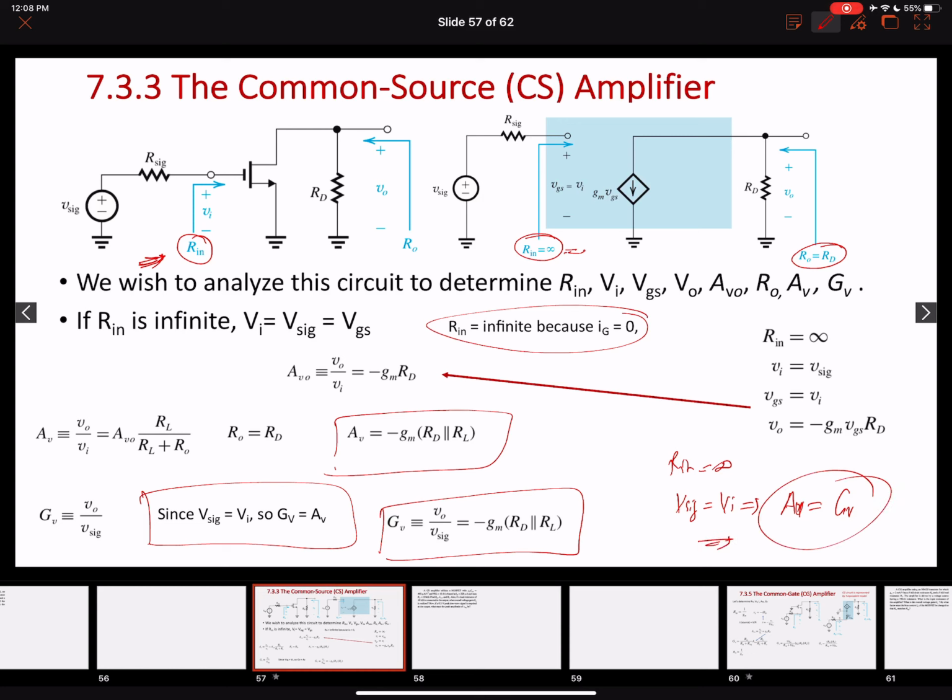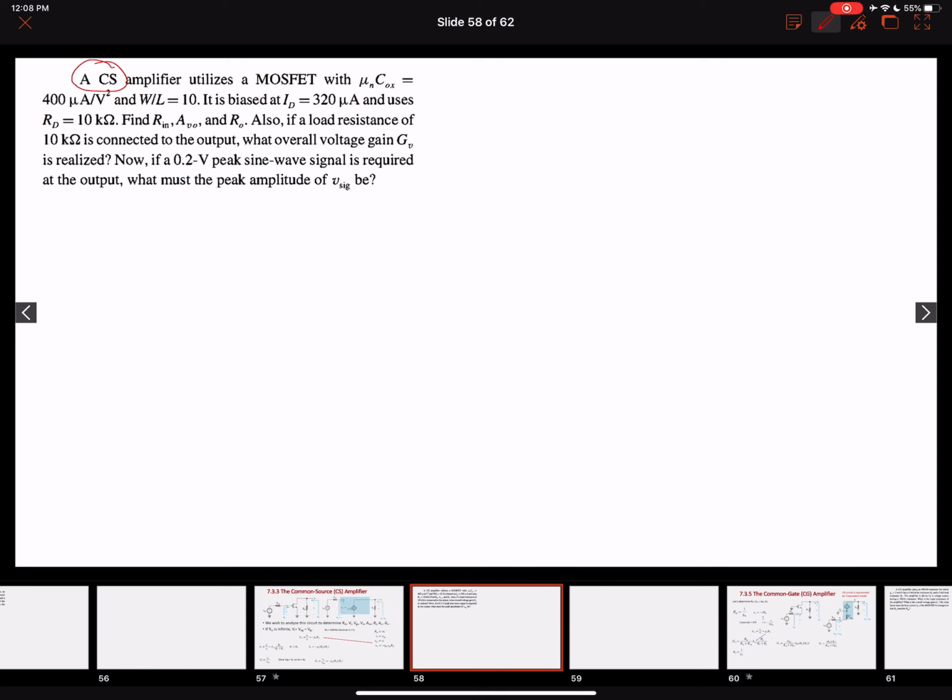So with these basic things revised, now let's do this problem. We have a common source amplifier that utilizes a MOSFET. We have a mu and Cox value, W over L value. It is biased at 320 microamperes, and the value of the RD is 10 kilo ohms. We need to find the overall voltage gain, and then we have to do the second part.